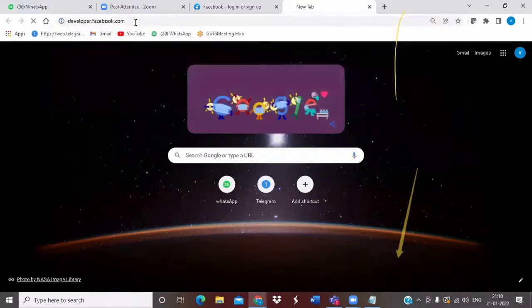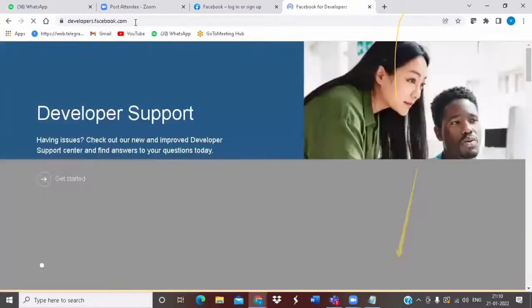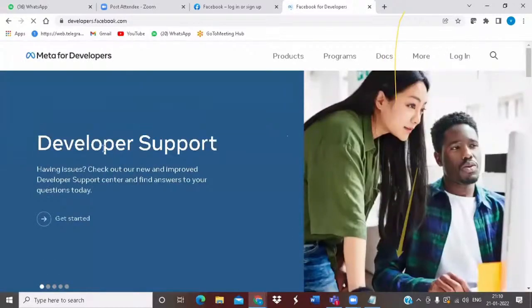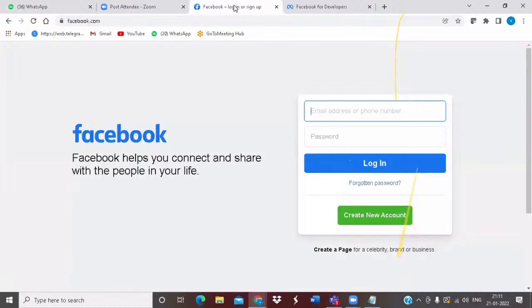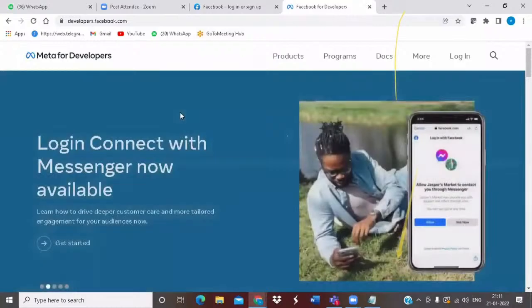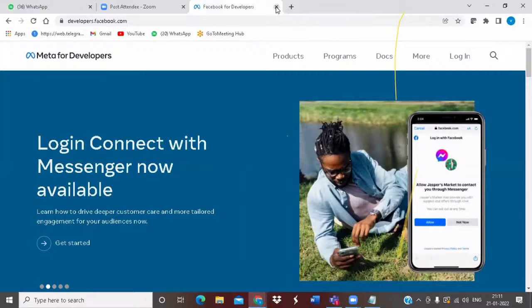Look at this, all of you. Developer support. This is the PaaS side of Facebook. I think you never opened this site anywhere before. Yes or no? No, sir. Yes, very good. Like that.